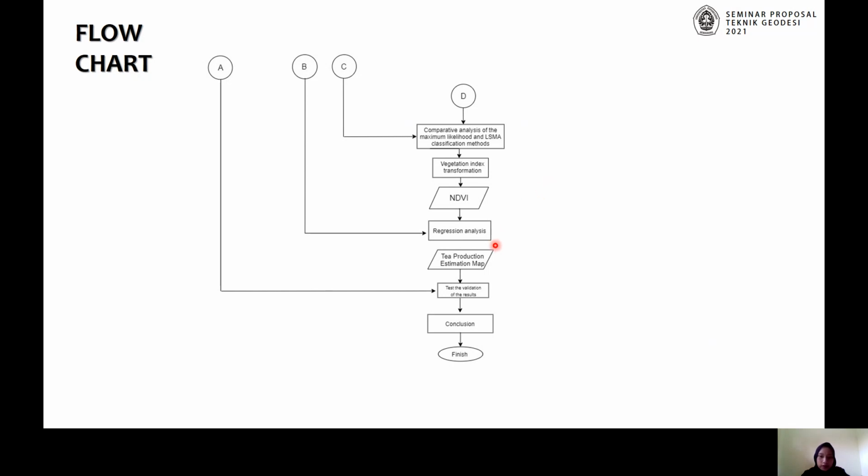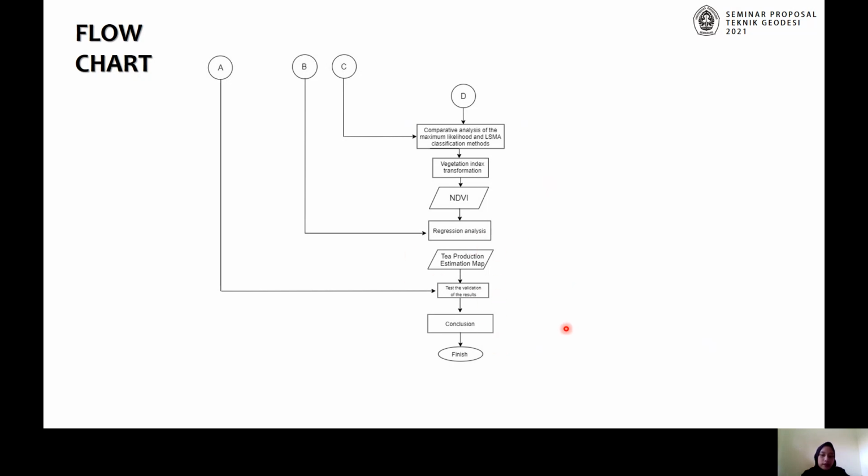process was carried out between the tea production of PTP Malabar plantation and the results of NDVI, maximum likelihood, and LSMA classification. The result of this process is two regressions. First, regression of NDVI using the LSMA method with tea production in Malabar. Second, regression of NDVI using maximum likelihood classification with tea production in Malabar. The two regressions can be used as estimation models to produce the production estimation map.